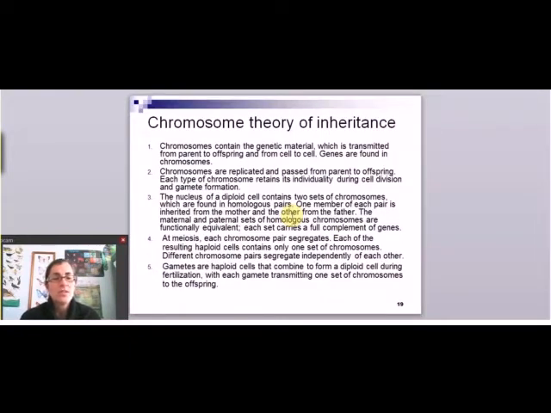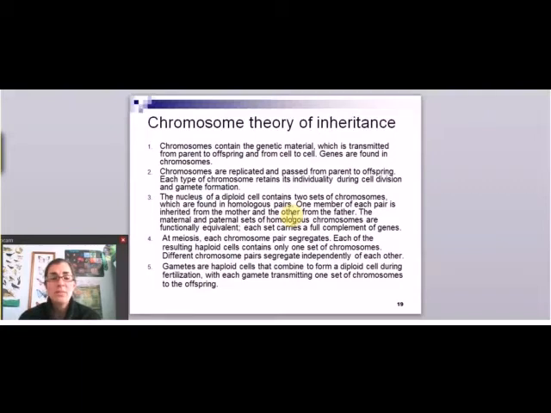And again, remember, you know this because you've studied mitosis and meiosis. So remember, each chromosome gets copied separately and then will be lining up on the metaphase plate and then passed on to the gametes. The third part is that the nucleus of a diploid cell contains two sets of chromosomes.